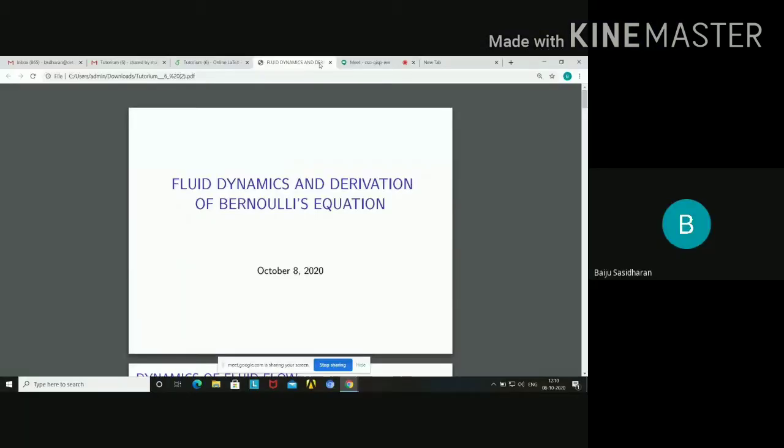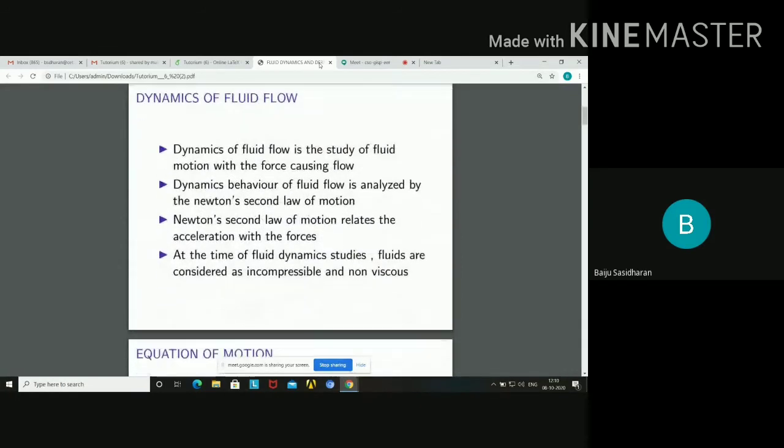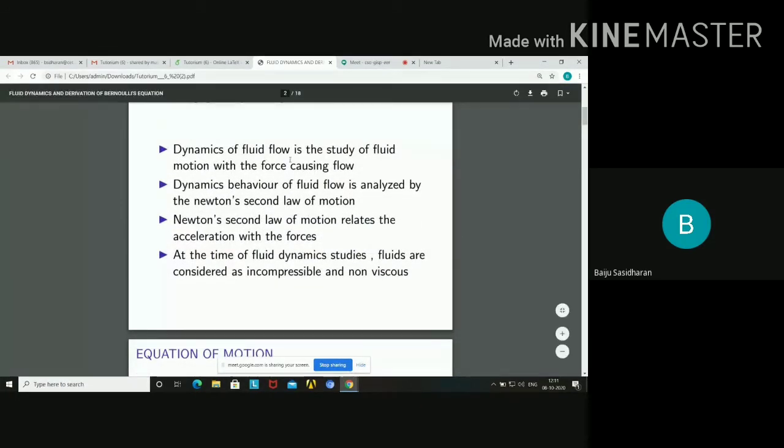So already we studied the kinematics of fluid flow. In the case of kinematics, we are not considering the force which is causing the motion. Here, in fluid dynamics studies, we are considering the forces causing the motion. So let me start with the dynamics of fluid flow. Dynamics of fluid flow is the study of fluid motion with the force causing the flow.